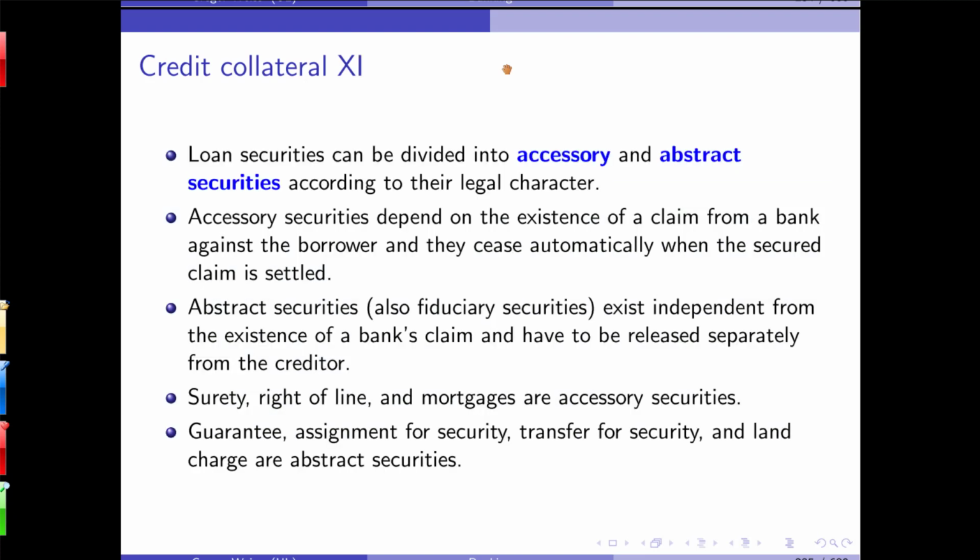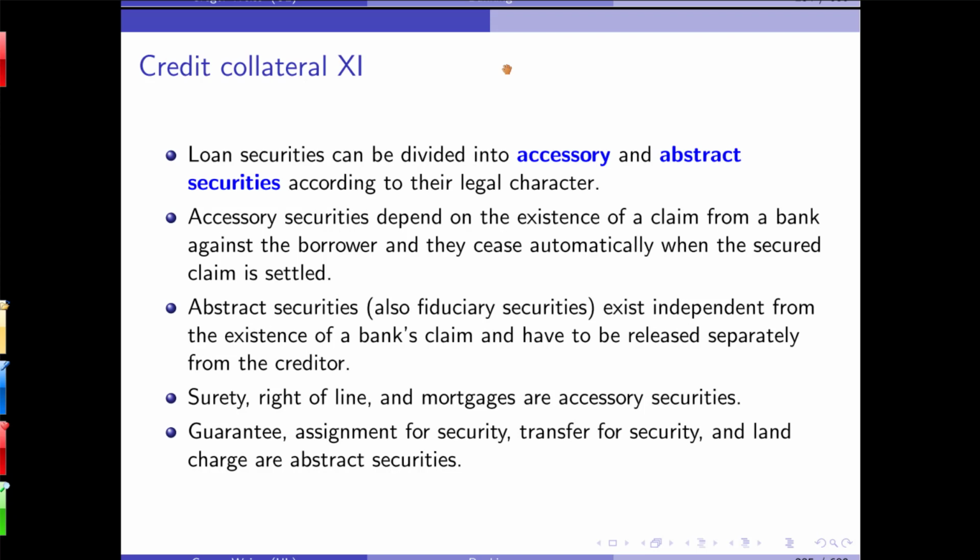Okay. Loan securities can be divided into accessory and abstract. And we just saw this example. Accessory, akzessorische Sicherheiten, or abstract collaterals, securities, abstrakte Sicherheiten. It depends on whether your collateral or the security that is pledged as collateral is related to one specific claim or if it's an abstract one. You just heard the perfect example for this.